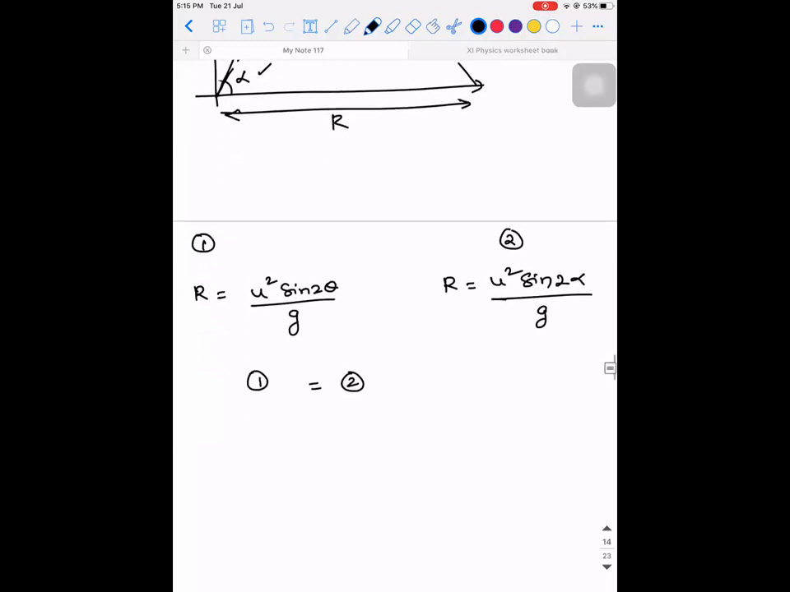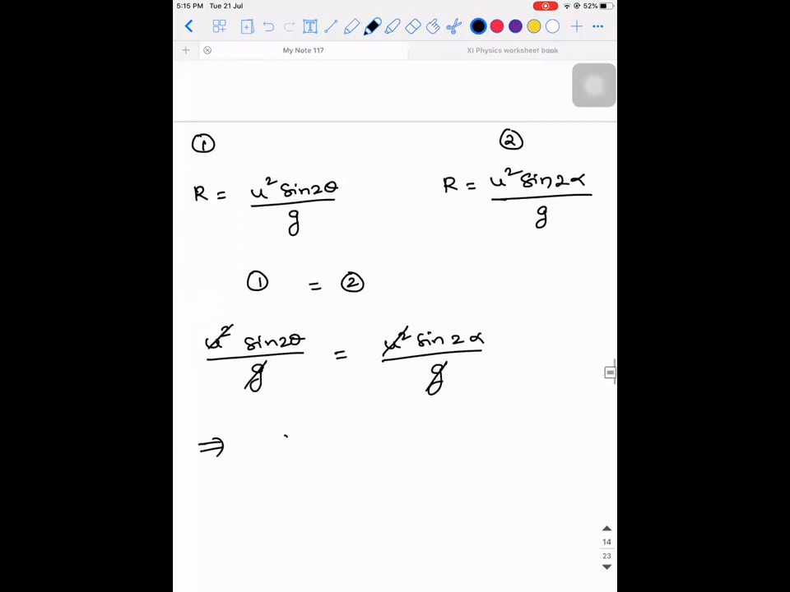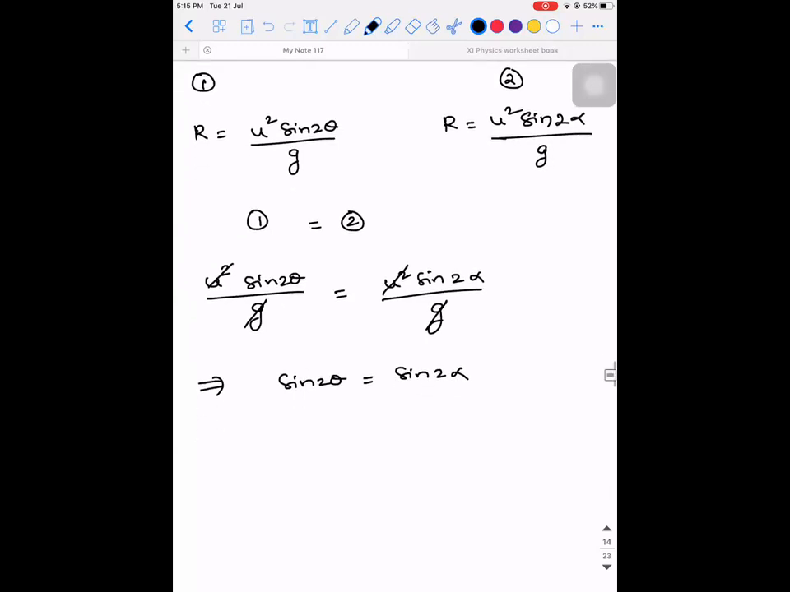So 1 is equal to 2. Right? That's what the heading is. The range should be the same. So u square sine 2 theta divided by g is equal to u square sine 2 alpha divided by g. So u square by g will get cancelled, which implies sine 2 theta is equal to sine 2 alpha. Okay. So sine 2 theta is equal to sine 2 alpha is possible in two circumstances. One is when 2 theta is equal to 2 alpha, or when 2 theta is equal to 180 minus 2 alpha.